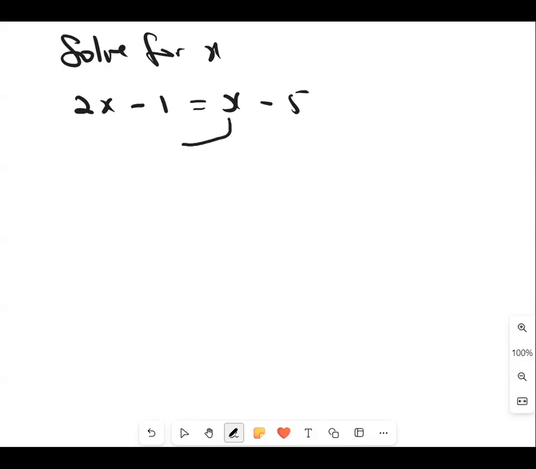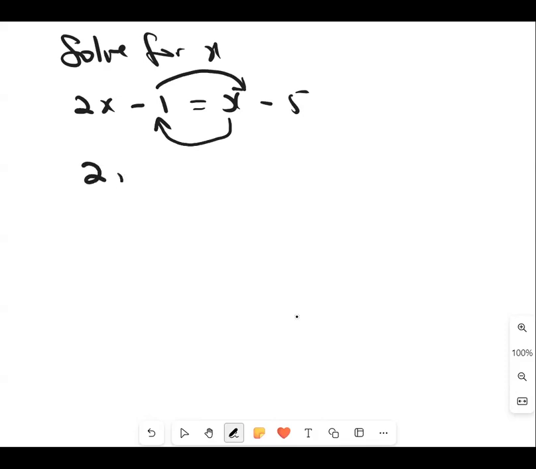Following so far? It's getting more complicated now. Solve for x. Look at this one. 2x minus 1 equals x minus 5. Look at that. What do we do here? So what we could do is we could get all the x's on one side and get all the constants on the other side. Right? So we can take the x over here, and we can take this minus 1 over here, right?